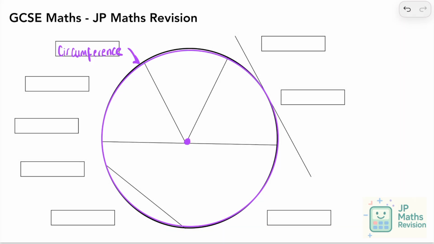The next thing I'm going to label is the radius. So the radius is a straight line from the centre to the circumference. So all radii in the same circle are equal. So I'm going to label this thing here as the radius.